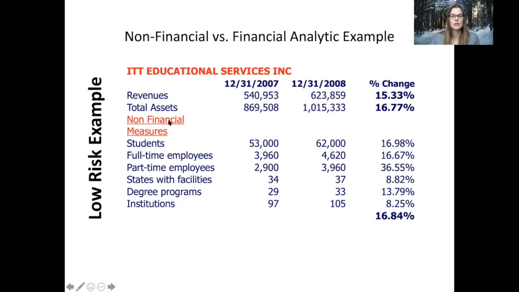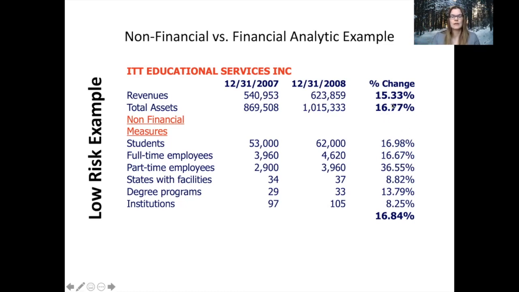So now what you could do is look at non-financial measures, such as how have the number of students changed over time? How have the number of facilities changed over time? How have the number of employees changed over time? And generally, there might be some things off here or there, but you'd expect to generally see these numbers trending upward or growing at around the same rate.